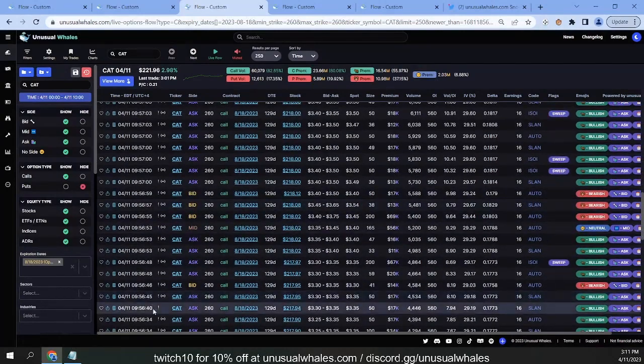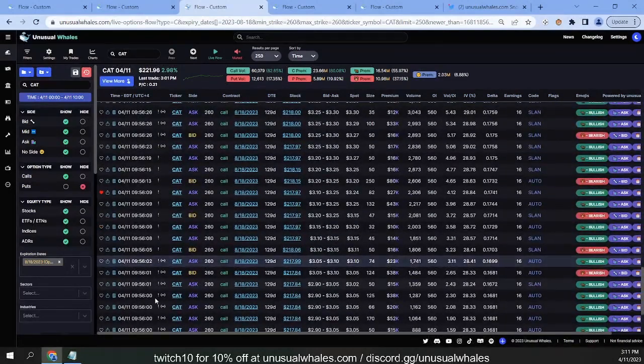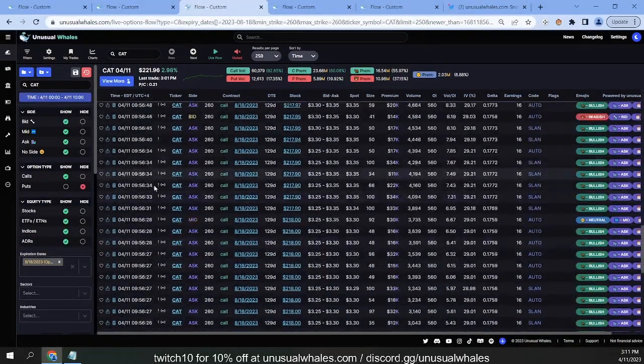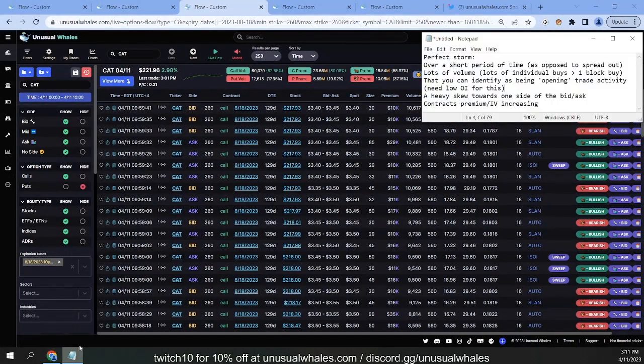You can see the timestamp is just rapid fire. It's not just one big trade at one time. This is multiple trades, multiple timestamps, repeated fills, stuff like that.